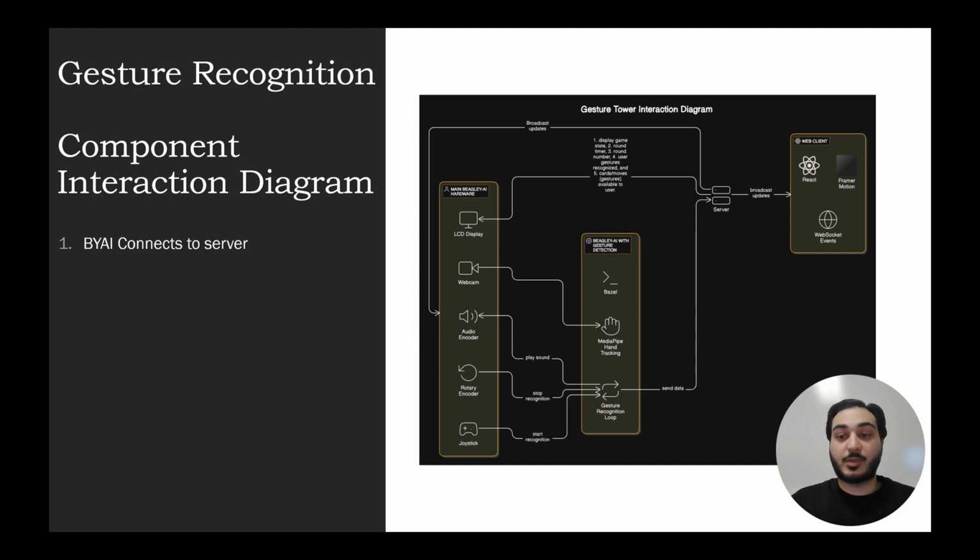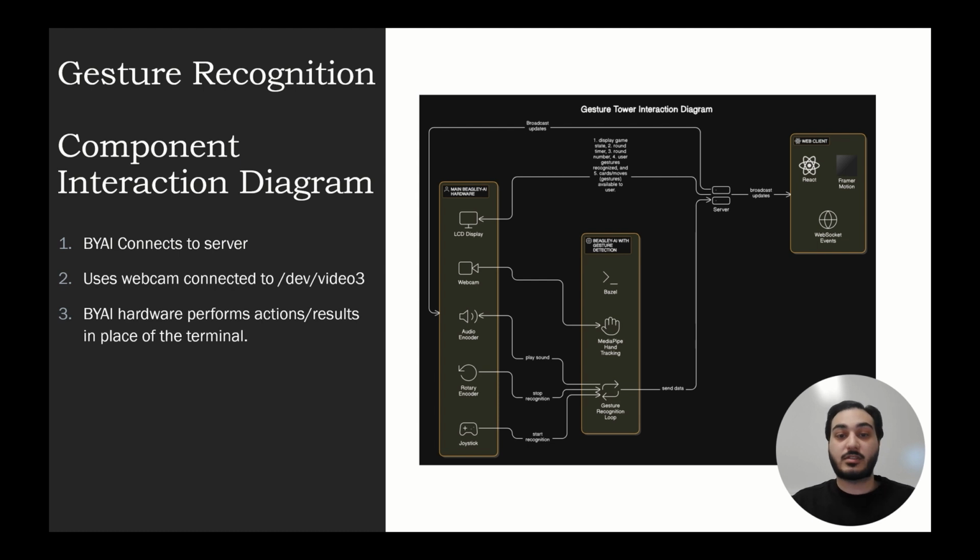Now at runtime, the BeagleY-AI connects to the server. It uses the network file system to connect the webcam. It uses the various hardware components such as the joystick to start the recognition, rotary encoder to stop the recognition, audio encoder to play a certain sound based on the gesture recognized, the actual webcam itself to see the different gestures, and the LCD display to display different state information or information on what gesture was recognized.